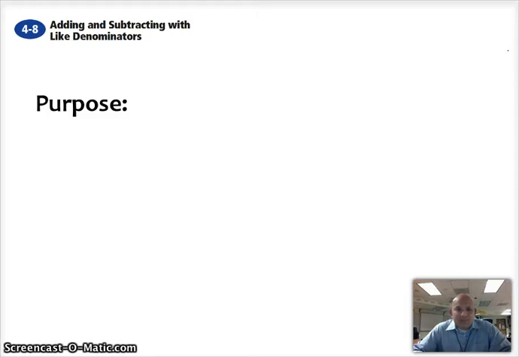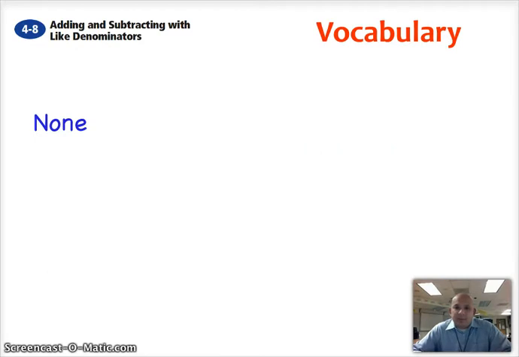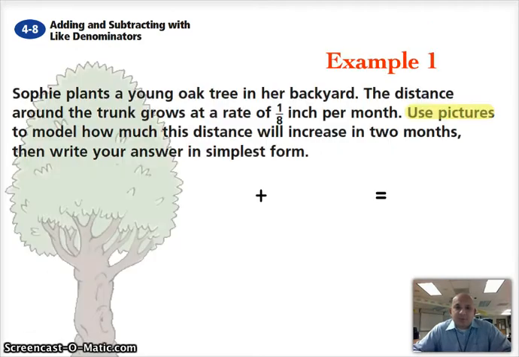Hi class, today is lesson 4-8, adding and subtracting fractions with like denominators. Let's take a look at the purpose, and the purpose resembles the title of this lesson, which is to add and subtract fractions with like denominators. There's no vocabulary for today.